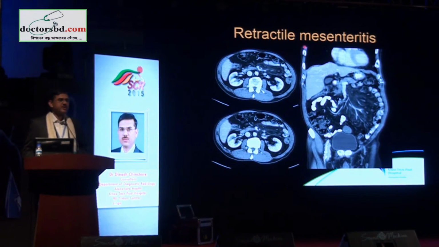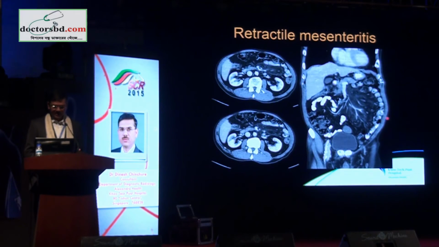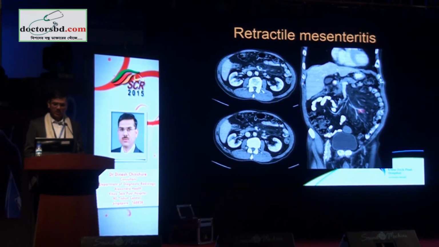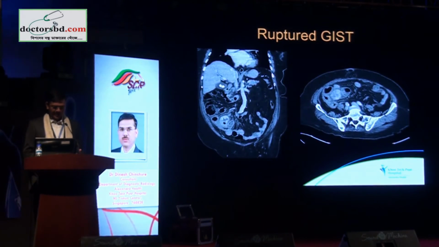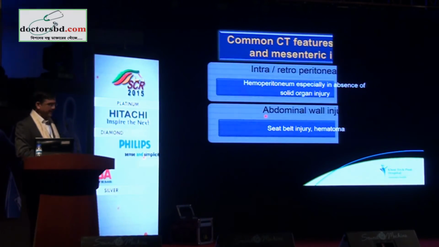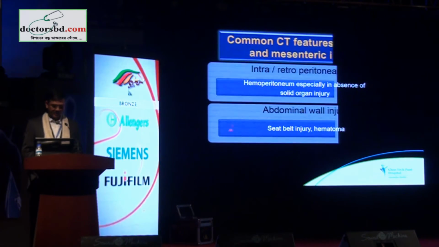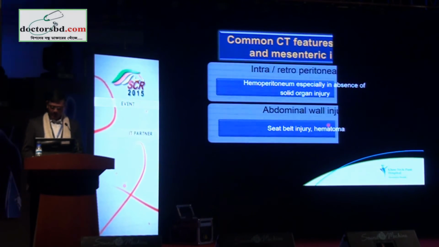The differential of this mesenteric increased density will be something like retractile mesenteritis, which is a diffuse increase in the mesenteric fat density, but we'll have some small nodes with a halo around them, so that's how we differentiate. A ruptured GIST, this is one of the cases we had which simulated a mesenteric injury. Then there are some features which are common to both bowel and mesenteric injuries on CT. One is intra and retroperitoneal hematoma and abdominal wall injuries.